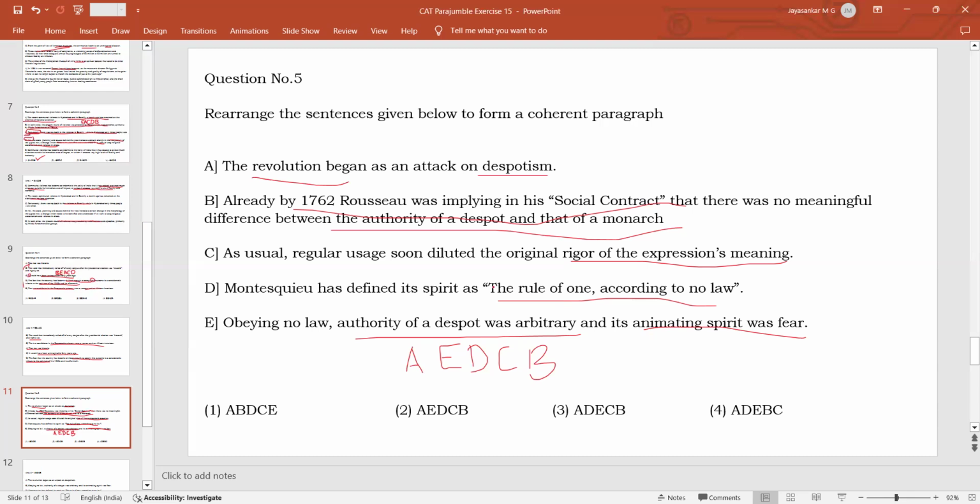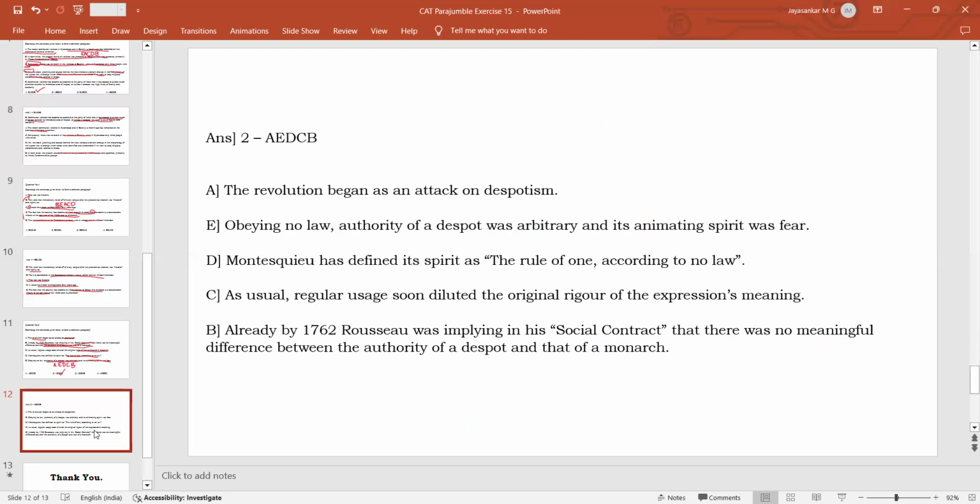But what happens over a period of time, the intensity or the meaning of the expression got diluted through regular usage. So much so that by 1762, Rousseau stated that the authority of a despot and the authority of a monarch, there is not much of a difference. So AEDCB becomes a very good logical sequence that will make the passage completely logical.